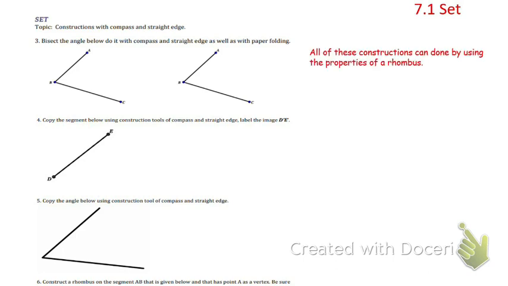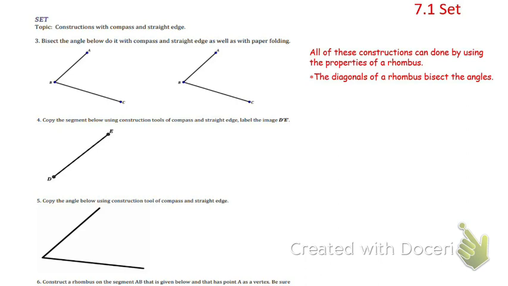Now, all of these constructions are based on the properties or the definition of a rhombus. If we can turn these into rhombi, we'll be able to get what we want. On number 3, they want us to bisect the angle. One property of a rhombus is that the diagonals bisect the angles. So if we can turn that angle B and side BA into parts of a rhombus, then we can draw that diagonal in, and it's going to cut angle B in half. It's going to bisect the angle.